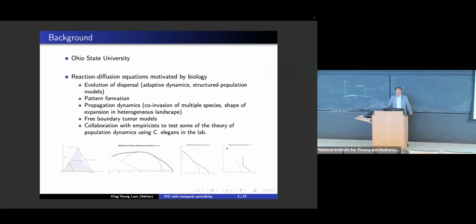Just to introduce myself, I'm from Ohio State University. I work on reaction diffusion equations motivated by biology. So my talk today will focus on some results in evolution of dispersal. But I'm also interested in different qualitative properties of solutions, and want to ask PDE questions inspired by biology. I'm mainly a theorist, but I have some recent collaboration with people who grow C. elegans, so we try to test some theory using a population model in the lab.